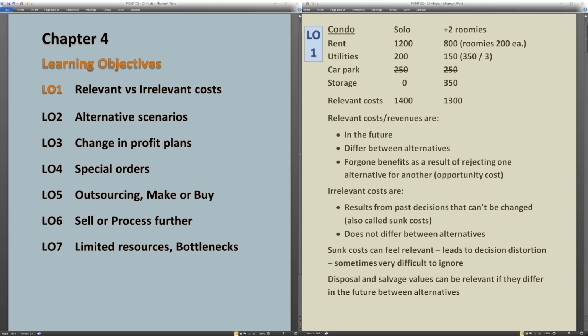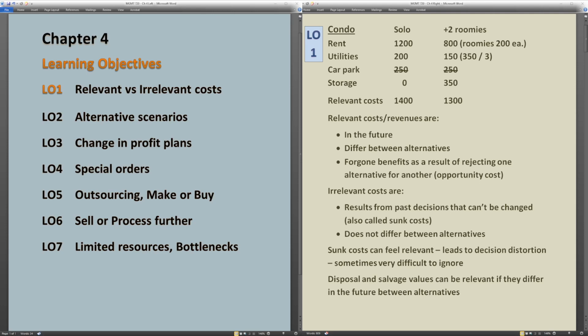It's just we're not going to include that information in our decision because, as we can see here, irrelevant costs are the results of past decisions and do not differ between alternatives. There's a common phrase or common word for irrelevant past decision costs, and we call those sunk costs, and I'll talk about those in a second. Let's take a look at the top, though. I've got a very simple example that sort of illustrates the idea between relevant and irrelevant.